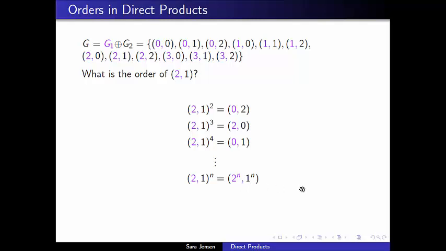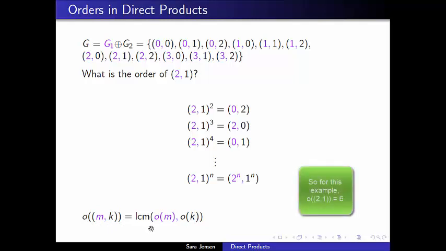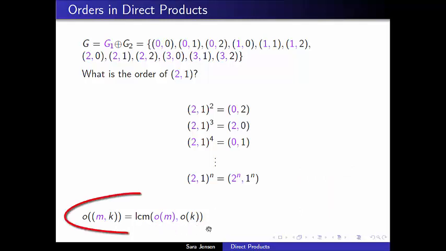And given that we would like to know the order of this element, and we'd like to know the first time that we reach the identity throughout this process, we conclude that the order of any element inside of this group will happen at the smallest multiple of the orders of the individual elements. In other words, the least common multiple of the individual orders. And this formula is very useful for determining the orders of elements in direct products, which is something that we'll do very frequently.